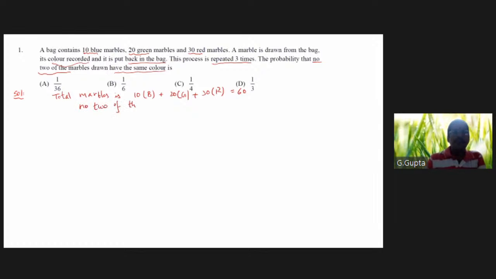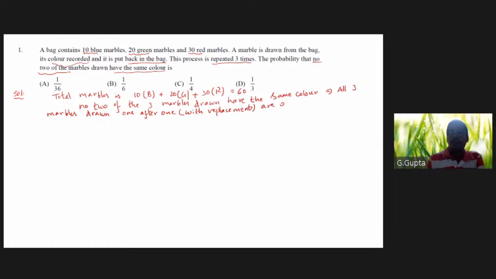No 2 of the 3 marbles have the same color implies all 3 marbles drawn one after one with replacement are of different colors. Why am I writing 3 marbles? This process is repeated 3 times.